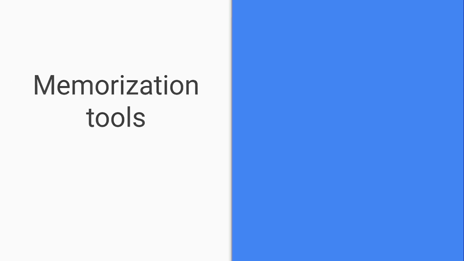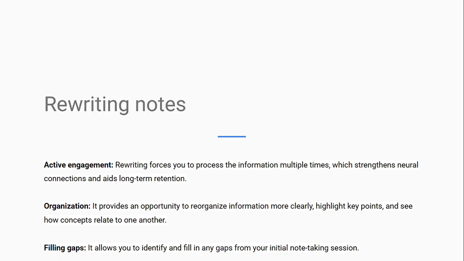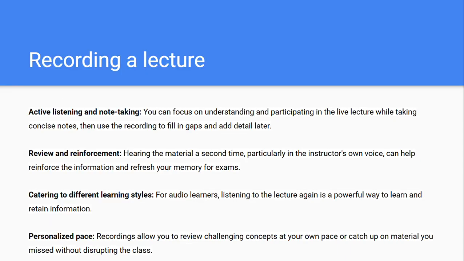So some other memorization tools. Rewriting notes. The active engagement aspect of this is the fact that rewriting forces you to process the information multiple times, which strengthens the neural connections and aids long-term retention. The organization aspect is it provides an opportunity to reorganize the information more clearly, highlight key points, and see how concepts relate to one another. And then filling gaps, it allows you to identify and fill any gaps from your initial note-taking session.